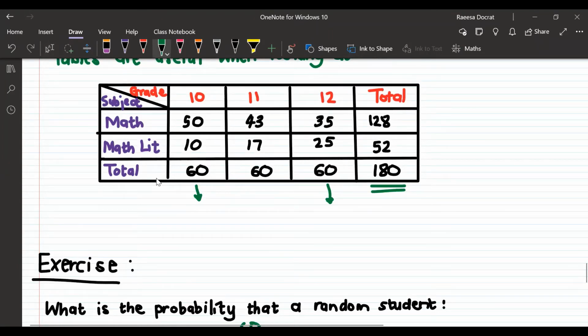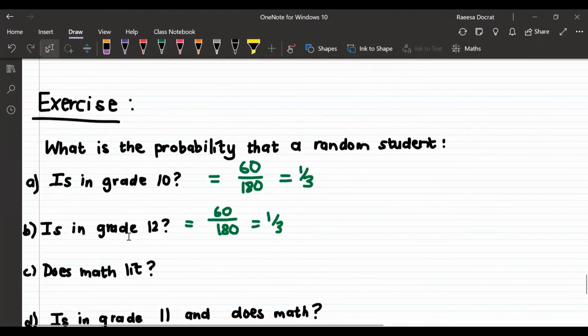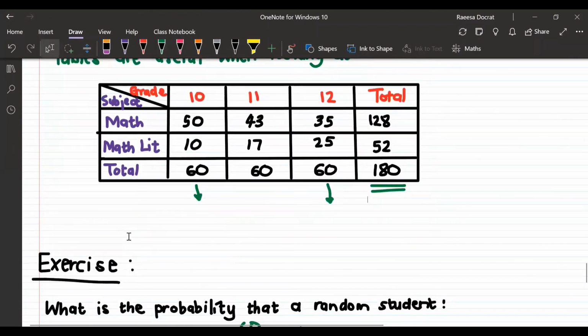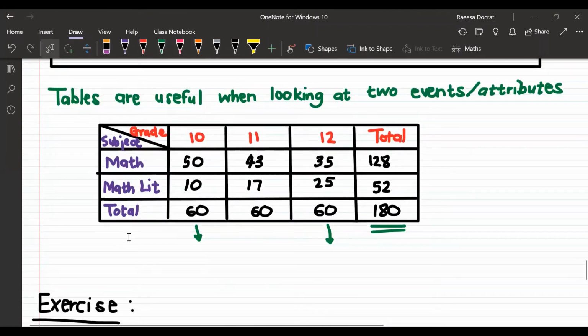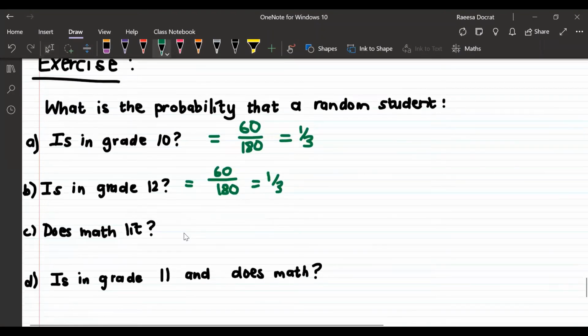The next question says, what is the probability that a random student does maths lit? So we have to look at the total number of students that do maths lit, which is 52, and then we put it over the total number of students. So what we get is 52 over 180, and if you wanted to simplify that, it would be 13 over 45.